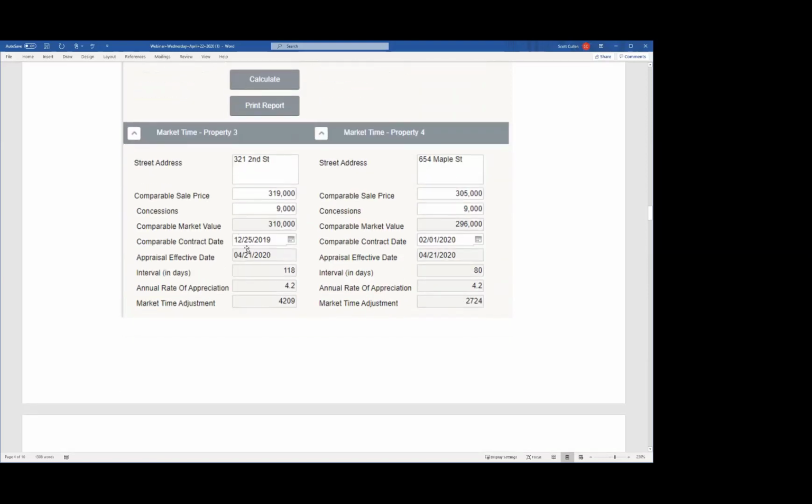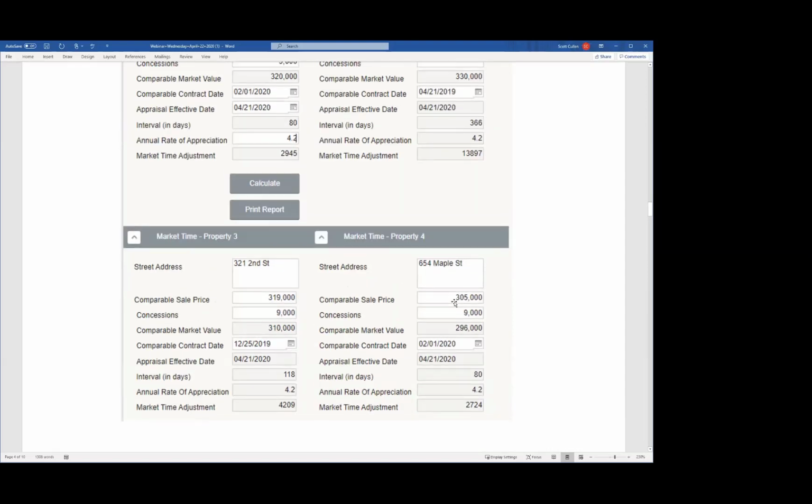And this one happened to sell on Christmas Day, which was 118 days ago. So 4.2%, like a third of that roughly, gets me down to 4209 for this $310,000 comp sale price. So these are percentages based on what we've seen in the data for appreciation. And then here on Maple Street, 2724. So that's my next part of the comments on the sales comparison approach, my time adjustments. Supported, something that you can keep in your work file.